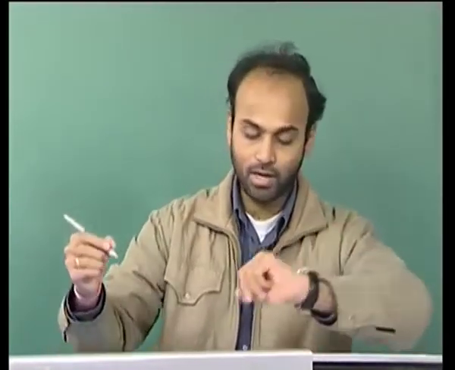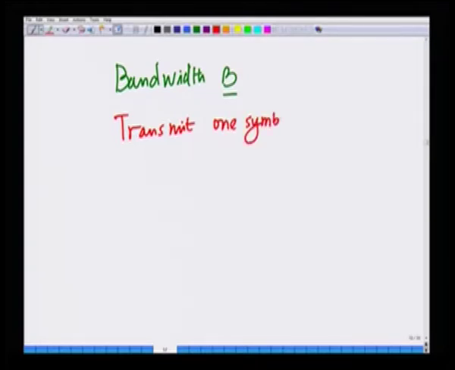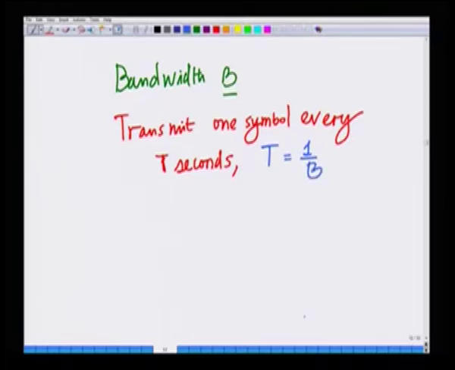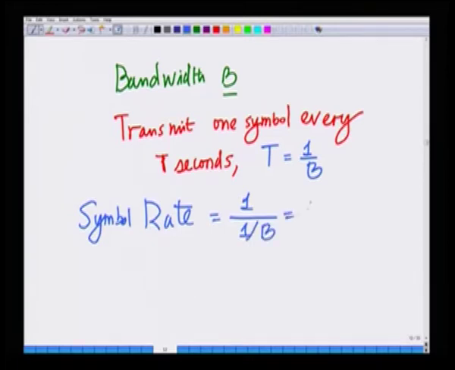So let me summarize that idea. Bandwidth B, transmit one symbol every T seconds, where T is in fact 1 over B. So every T equals 1 over B, you transmit a symbol, and in fact the symbol rate equals one symbol every 1 over B seconds, which is nothing but B.